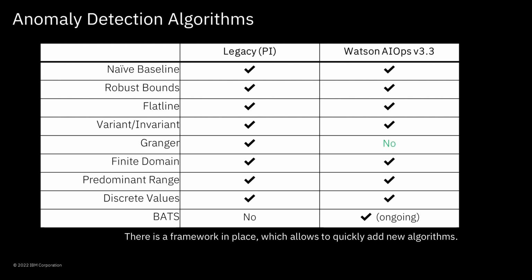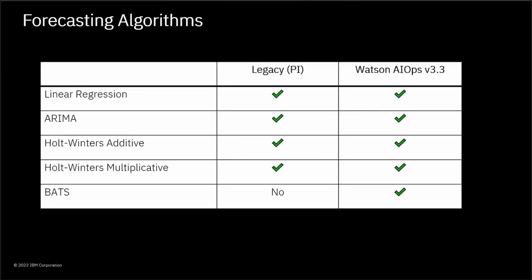And it's a key thing where we can start to make this richer. So if we're not catching a specific class of problem, we can build an analytic to specifically attack that and start analyzing and providing insight on those use cases. In terms of forecasting algorithms, we have a number of them that we have historically. They're all there again in the future, and we've also added BATS forecasting.